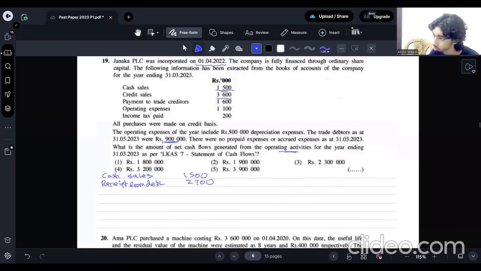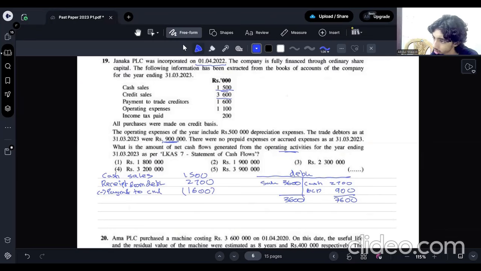If you all want, I can draw and show the debtors account: credit sale amount 3,600, closing debtor balance is 900, and when you balance off, you will get the cash received from debtor as 2,700. Okay. Payment to trade creditor that you will deduct. That's the outflow. Payment to creditor 1,600.